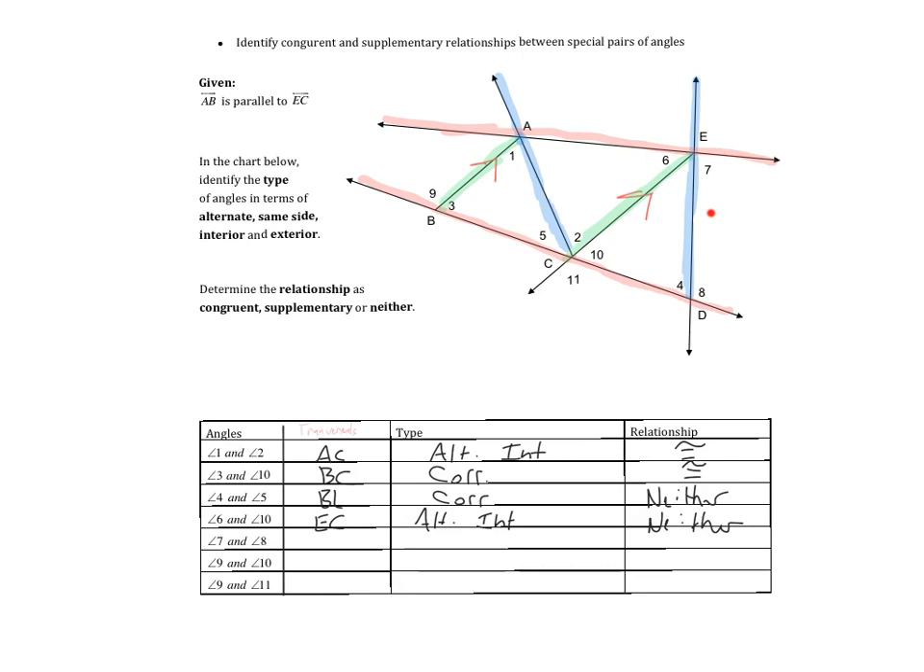Same idea here with 7 and 8. The transversal's ED. They're same side and interior. And their relationship, because the two lines that make them up, BD and AE, are not parallel, we once again see a neither.